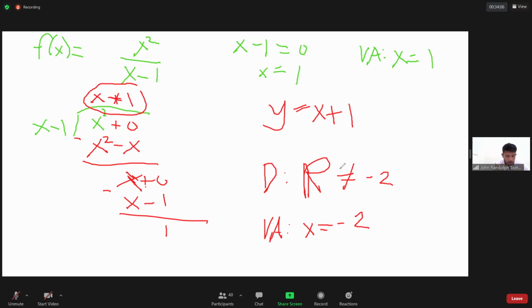Okay, let's have number 7. First, find the vertical asymptote. Sagutin muna natin yung domain and range muna. For number 7, what's the domain and what's the range? When you answer there in the group chat for number 7, D meaning to say domain, R meaning to say range.